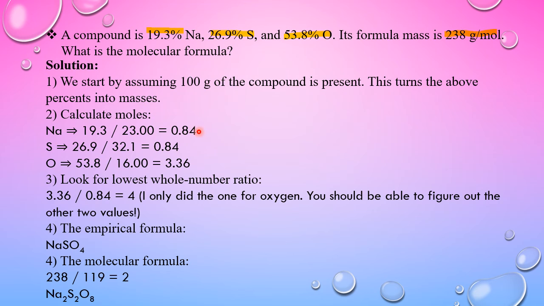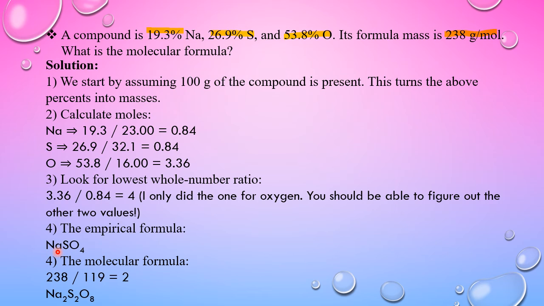Now which is the smallest number? Yes, 0.84 is the smallest number. So we are going to divide by it. 0.84 divided by 0.84, we have 1. Here as well we will be getting ratio 1. Now 3.36 divided by 0.84, the answer will be 4. So 1, 1 and 4. Na is 1, sulfur is 1, but oxygen is 4. So we got the empirical formula, that is NaSO4.